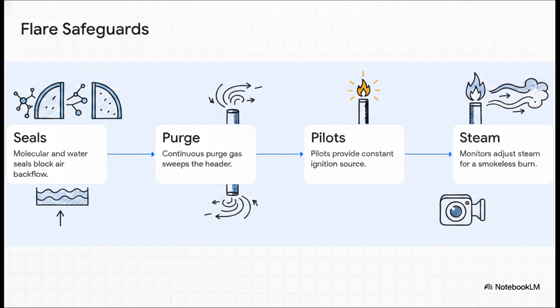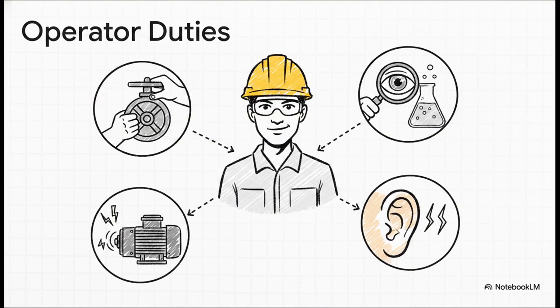And to top it all off, infrared cameras constantly watch the flame. If they detect unburned carbon, which shows up as thick black smoke, they trigger steam injection directly into the flame. This creates turbulence that pulls in air for a clean, totally smokeless burn. All of this incredible technology really highlights one crucial fact. Human operators are the true brains of the plant.